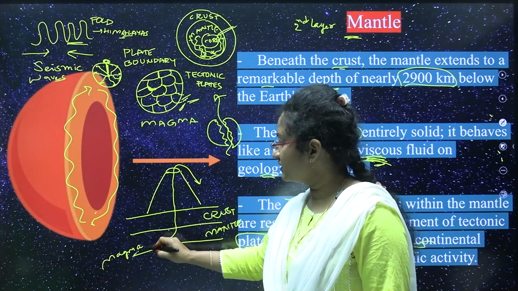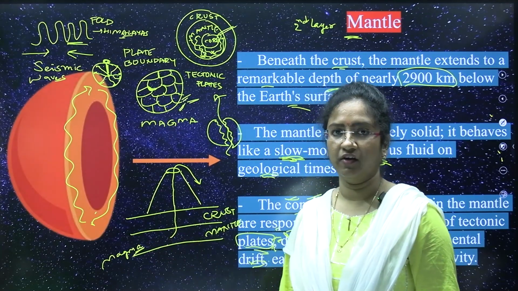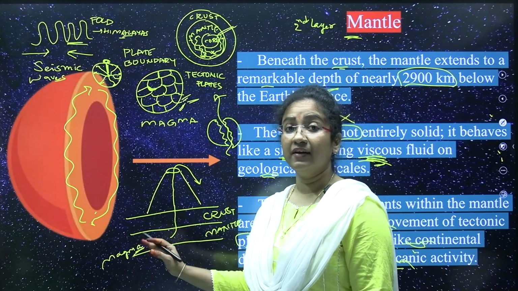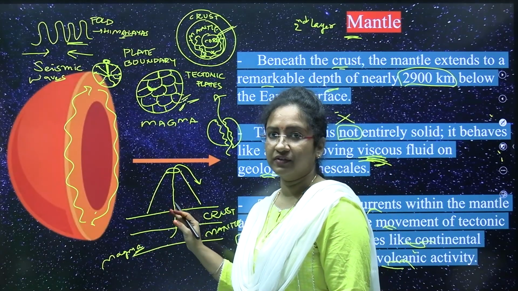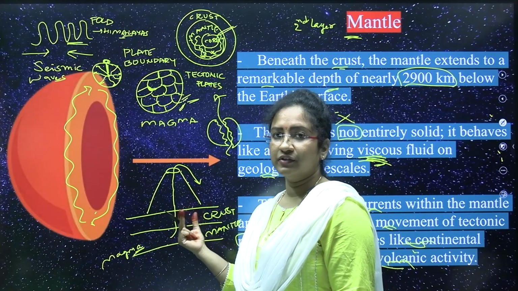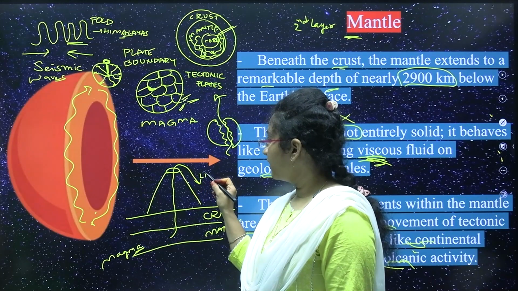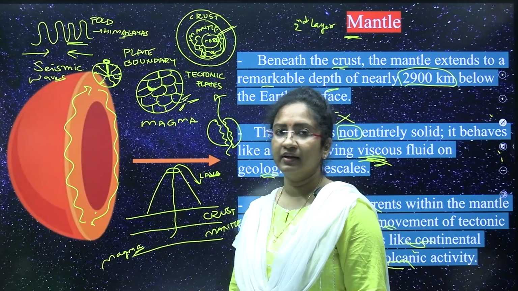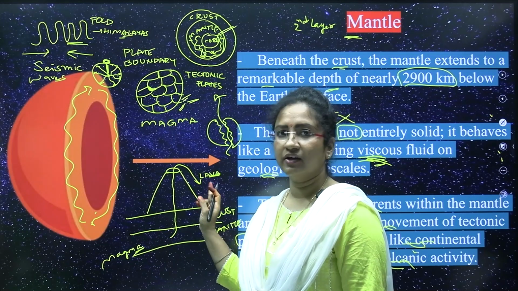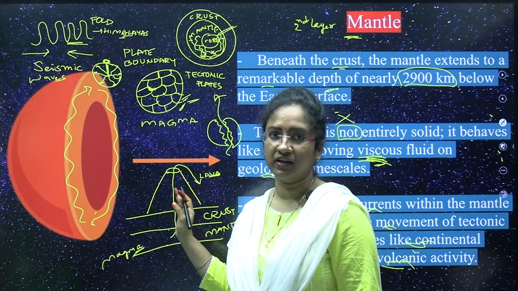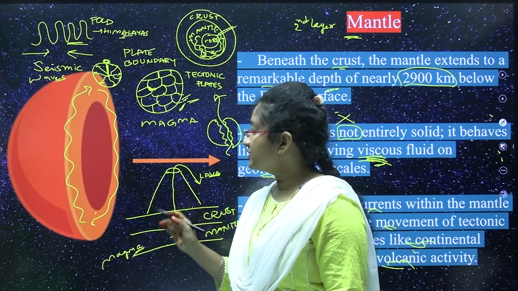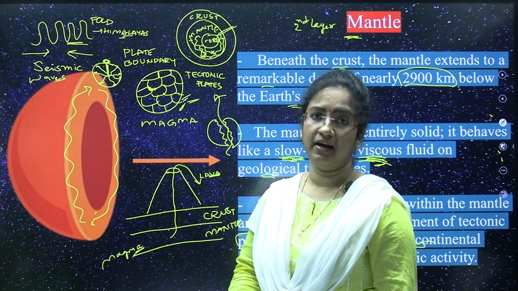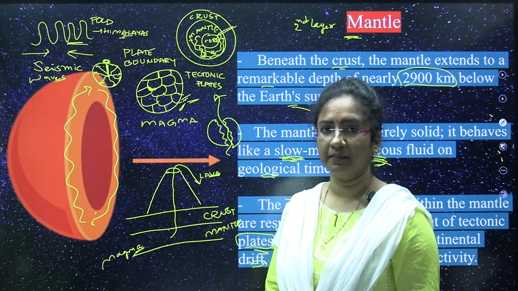Once it is here in the mantle layer, we call it magma. And once it comes out to the surface of the earth, out of the volcano, we call it lava. As simple as that. Just remember this difference. Once it comes out of the volcano, we call it lava. Right. So this is how volcanic activity happens due to the movement of tectonic plates.